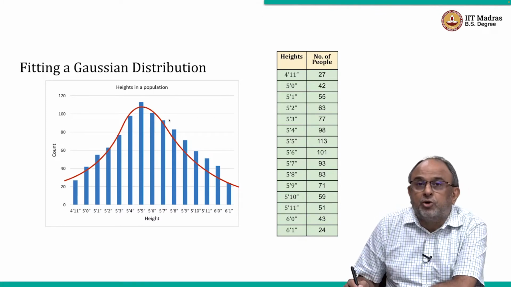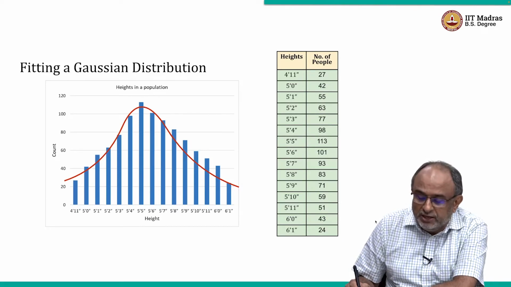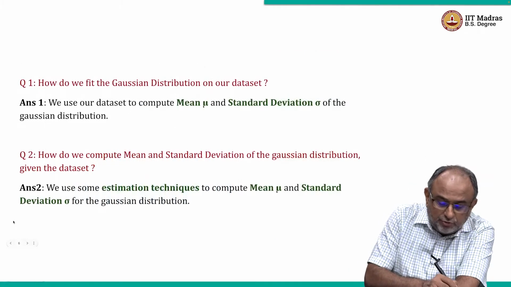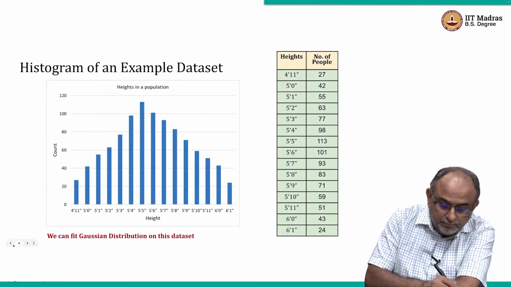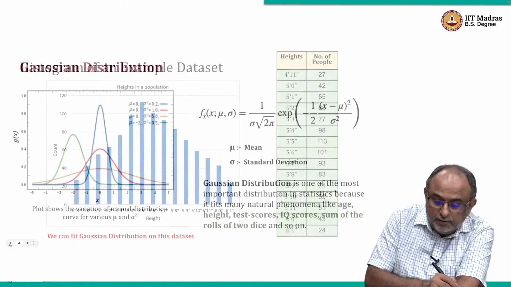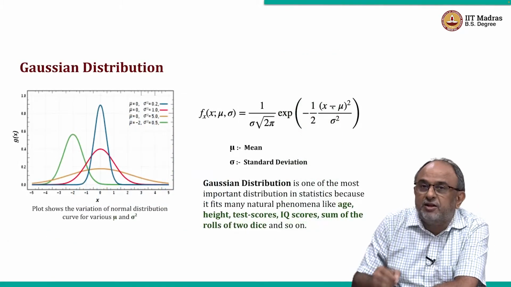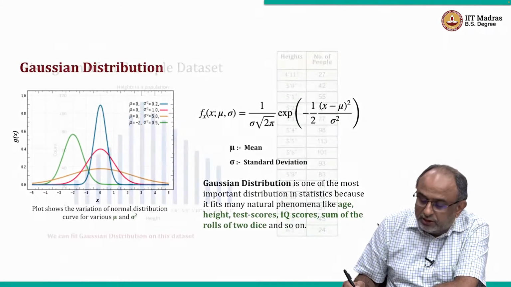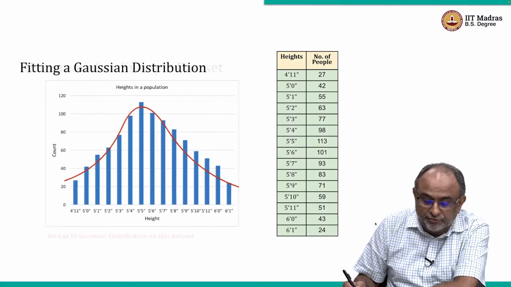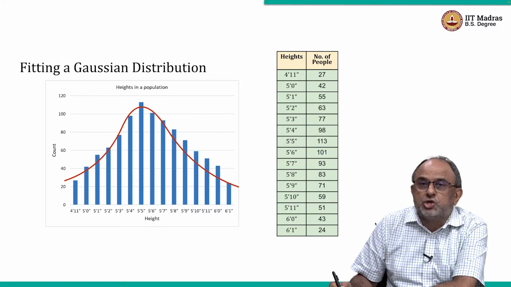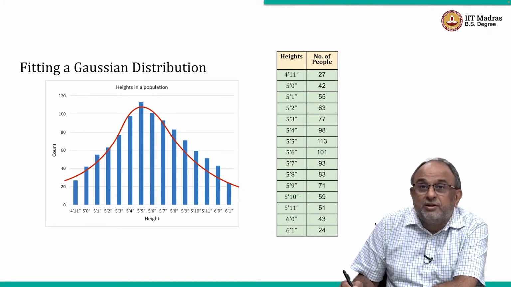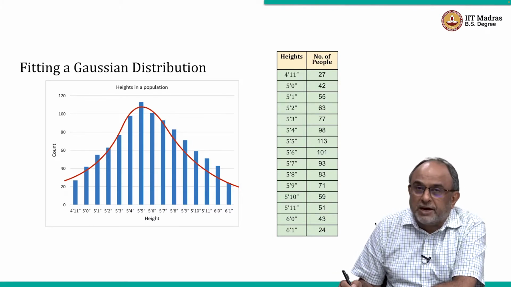I still do not know what the parameters of the curve are. Remember, in a Gaussian there are two parameters I have to worry about: there is a mean and the variance. Now, I know that I am interested in fitting a Gaussian curve here, but I do not know what the mean and what the variance should be. So, this now becomes a problem of parameter estimation.